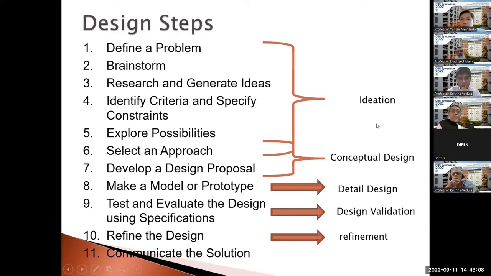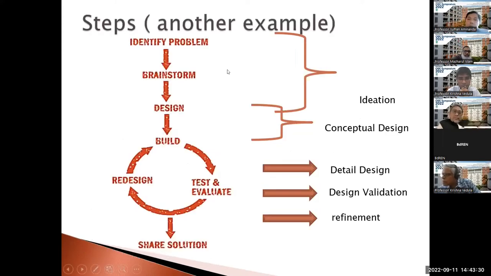So after this, then detail design, right? We choose it, then to the design, it could be using software and so on. Design validation using experimental testing, also using finite element and so on, and refinement. So iteration. What I do normally in the class is I have to make sure that all these steps are followed by the students, okay?